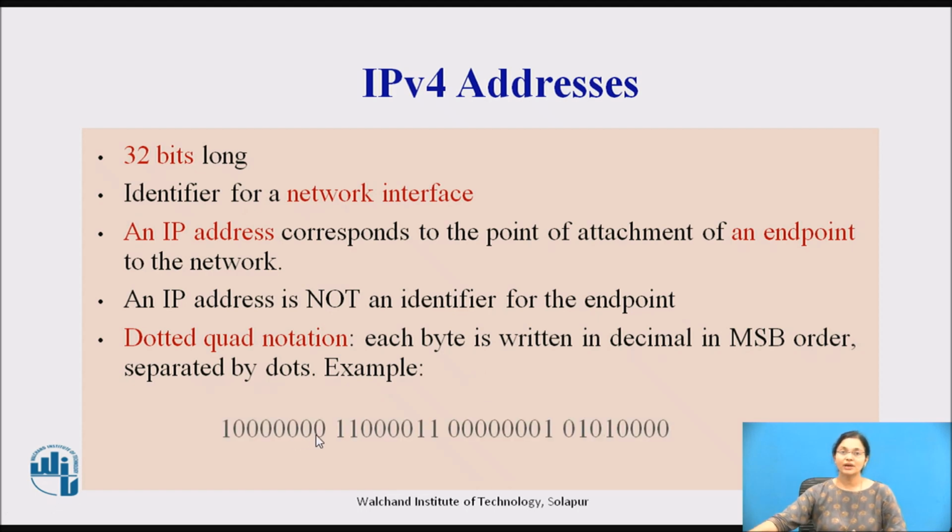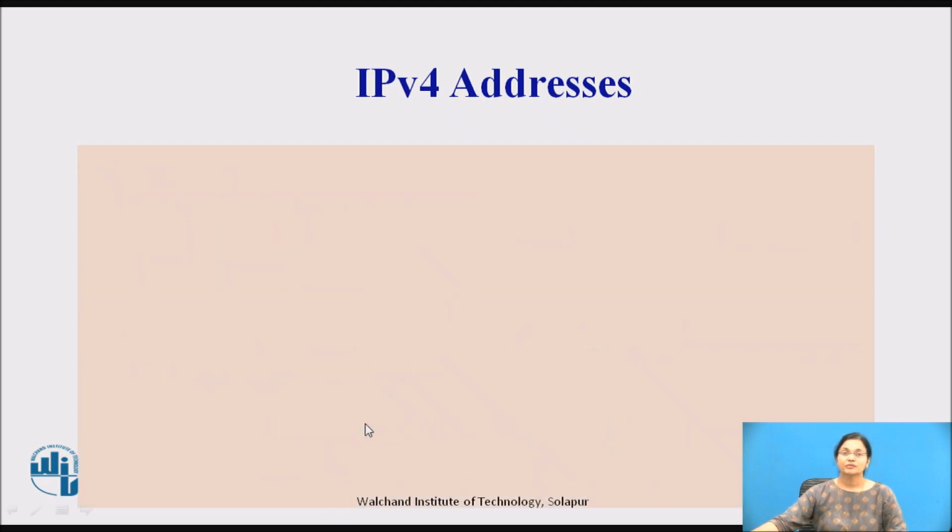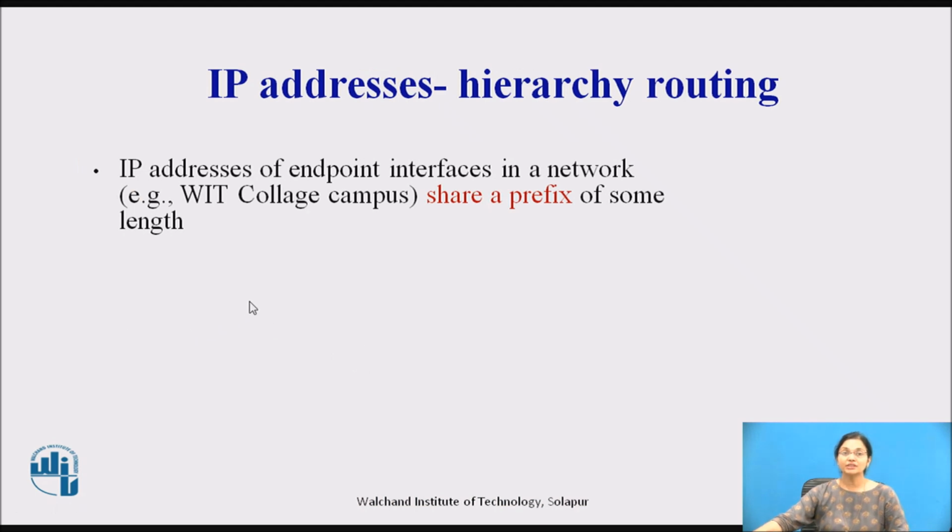Dotted quad: this is a byte, first byte, second byte, third byte, fourth byte. So every byte has 8, 8, 8, 8 bits, so total 32 bits, separated by dots. If we convert it into decimal, it will be 128, 95, 1 and 80. So this will be the address, containing the dots. It is hierarchical routing.